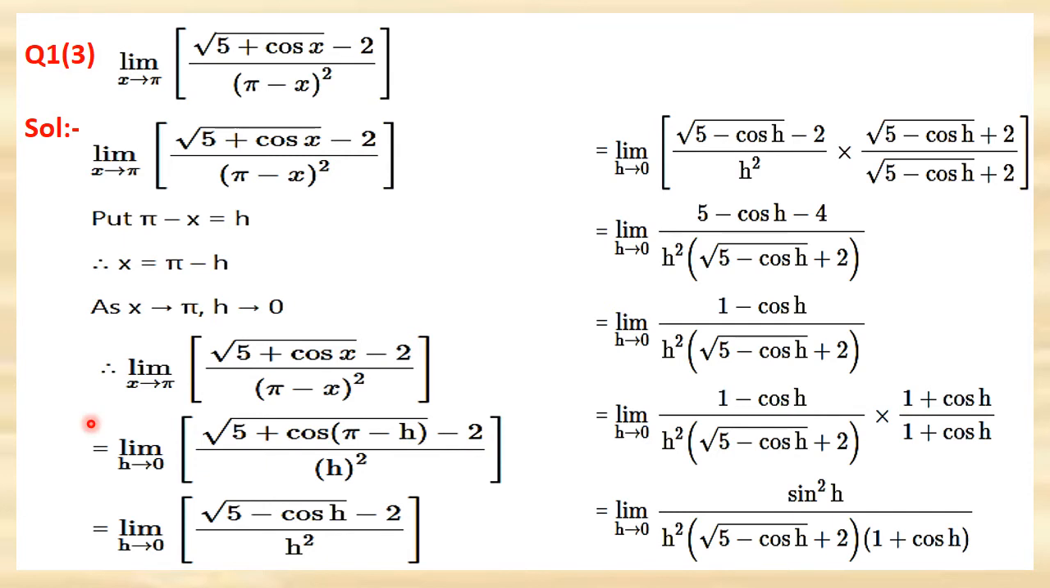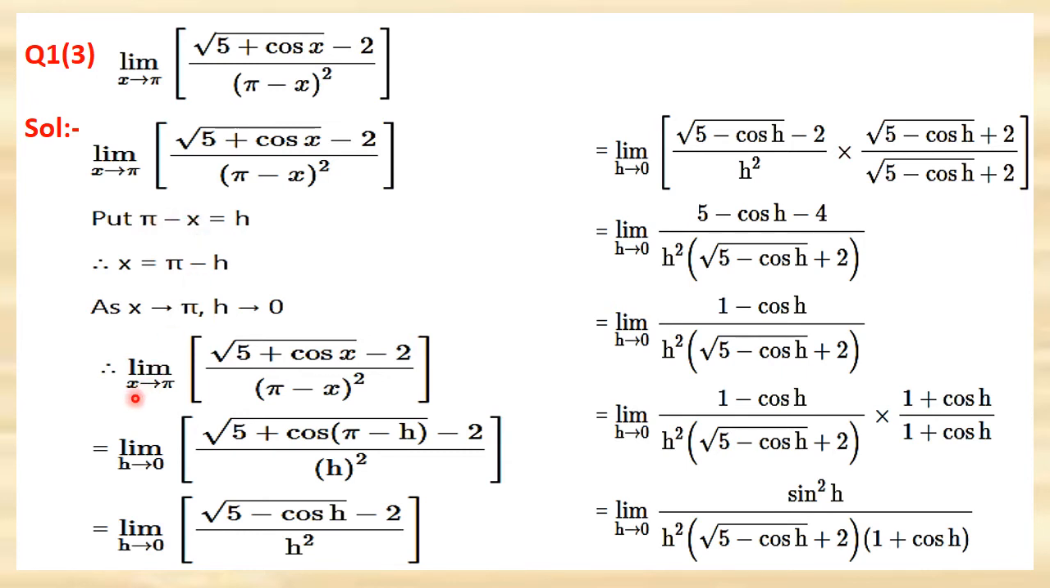Question number 1, third question. Limit x tends to pi of (root of (5 plus cos x) minus 2) upon (pi minus x) the whole square. Here we will take the substitution pi minus x is equal to h. So x will become pi minus h. Taking minus x to the RHS and h to the LHS, x is pi minus h. Now we know when x tends to pi, then h tends to 0, because pi minus pi is equal to 0.